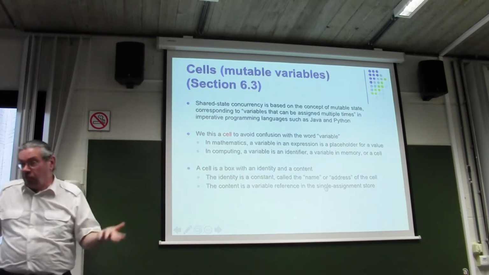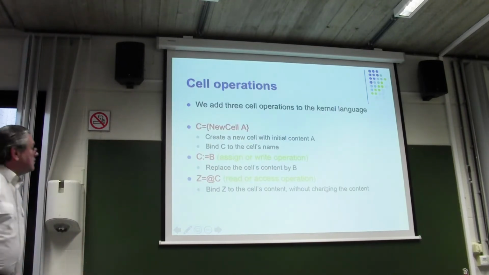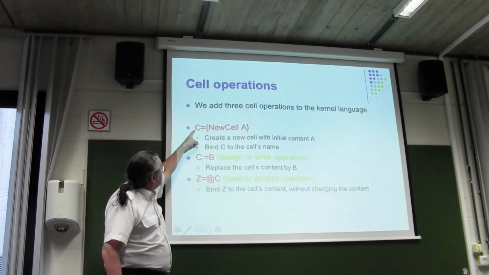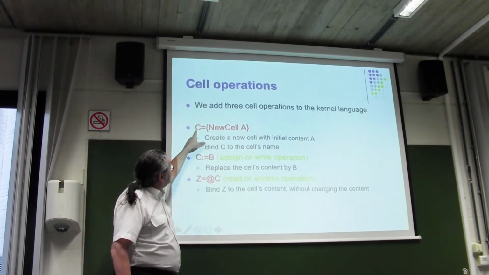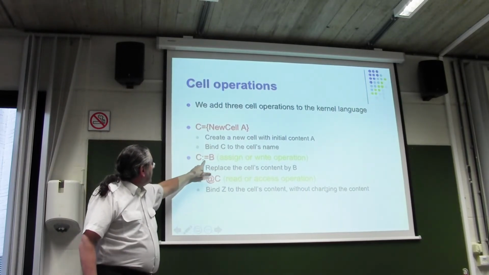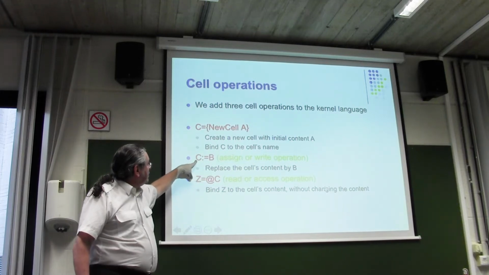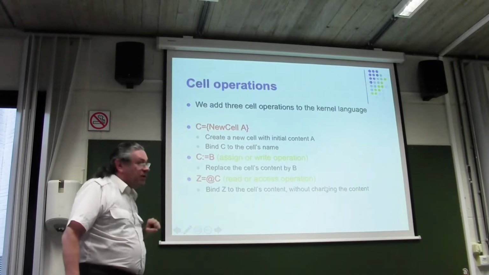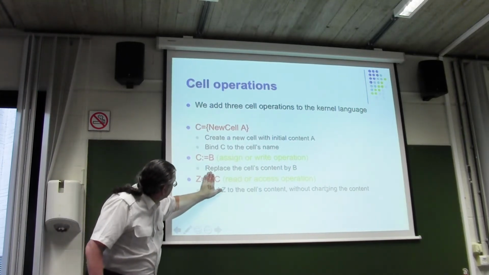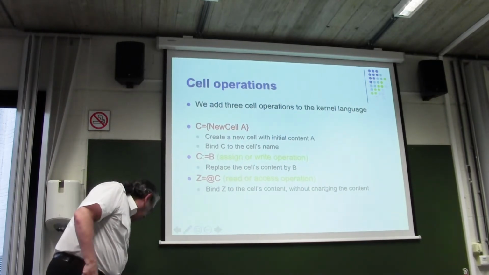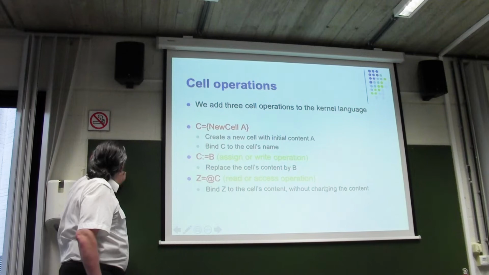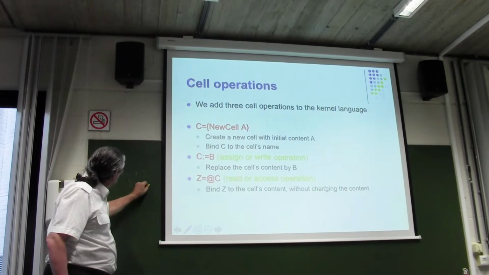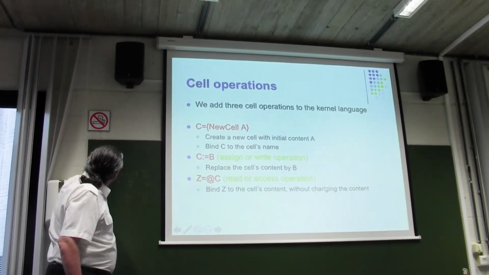So I'm going to refresh your memory very quickly on this. It's a very simple thing, in fact. We add 3 operations: creation of a cell, a new cell C with initial content A. We can do an assignment, replacing the content, and we can access the content, okay, using this read operation. In many languages, the read operation is implicit. If you do something like x equals y plus z in C or Java, these are actually going to do access automatically, yeah? And this is the assignment.